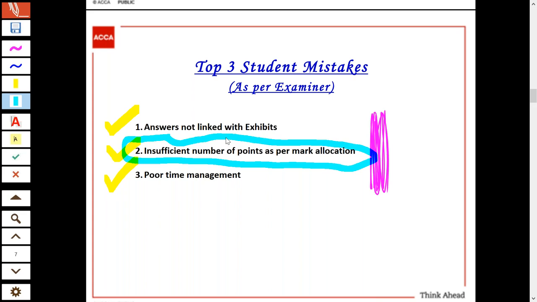So what is the acceptable percentage of completion of SBL if not all questions are attempted? More than 90%. Okay, you need to at least attempt 90 to 95% of the paper, otherwise you are at risk.